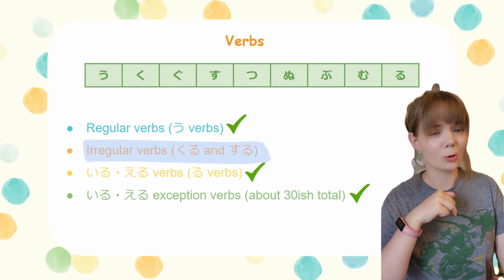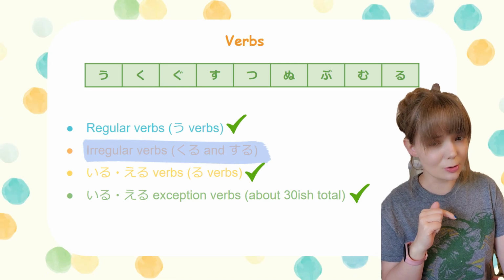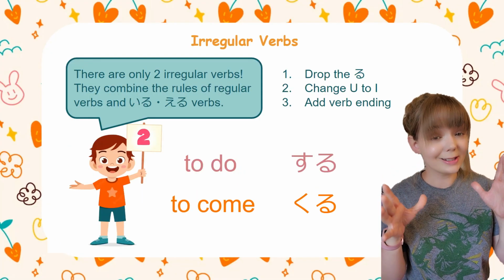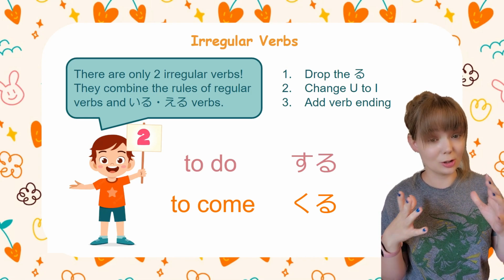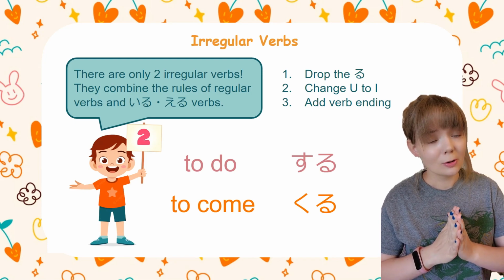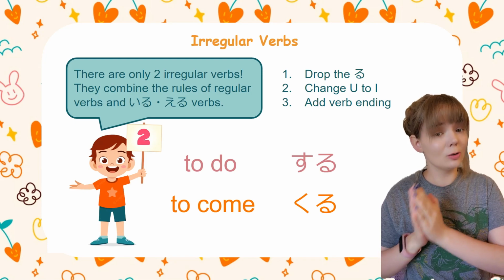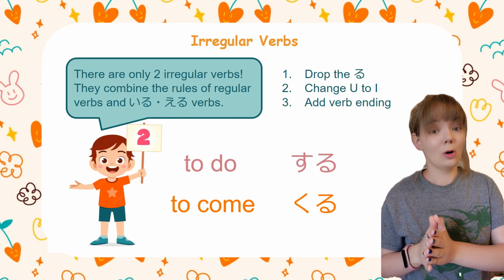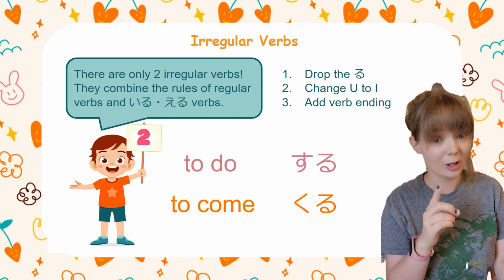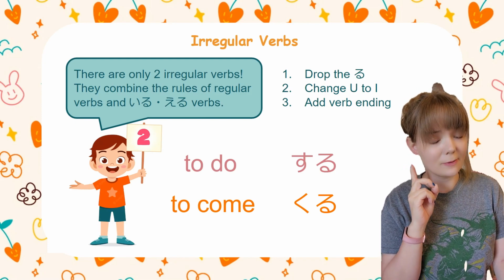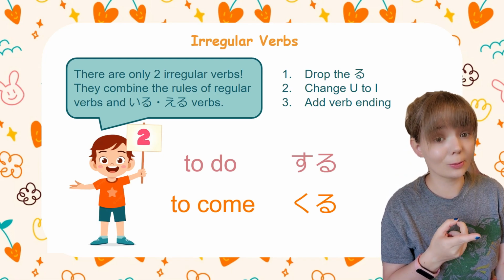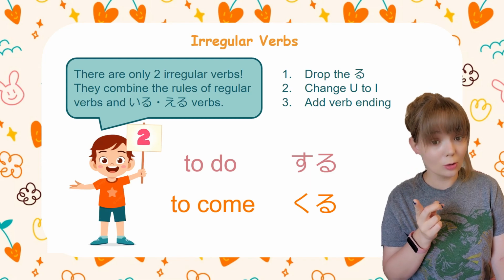Now, we're going to talk about the only two irregular ones, kuru and suru. What these two irregular verbs essentially do is they combine the rules for regular verbs and iru, eru verbs. You have to do all of the things. So the first thing you're going to do is drop the ru. And then you're going to treat the final character, the su or the ku, as if it were a regular verb. You're going to change it from that u to an i.